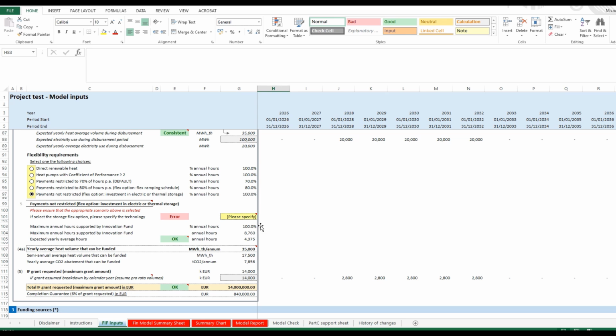Please note that choosing a flexibility solution at the bidding stage can affect Innovation Fund support later. If the flexibility is not implemented as required, penalties may apply. Refer to the call text for details. Finally, the template calculates the maximum grant amount based on the annual average heat, the restriction condition, and the subsidy per unit aggregated over the grant disbursement period. Below, the template also calculates the completion guarantee amount, which must cover 6% of the requested maximum grant amount.